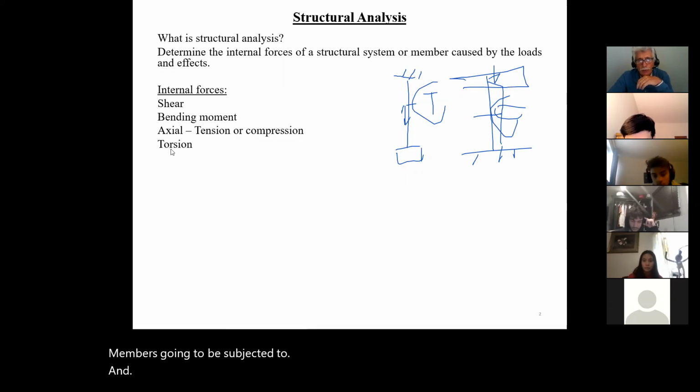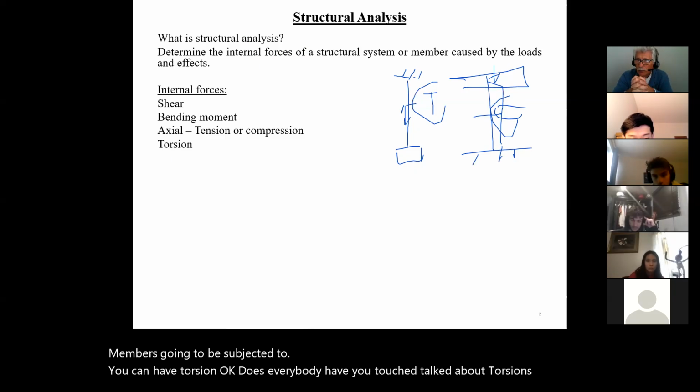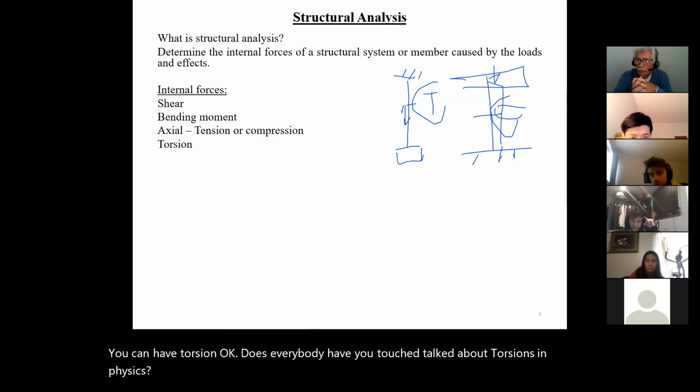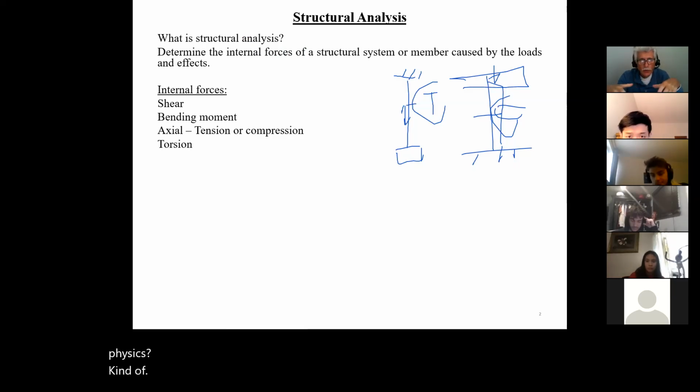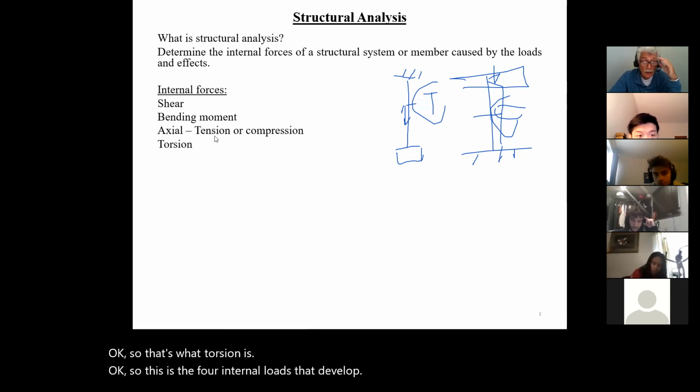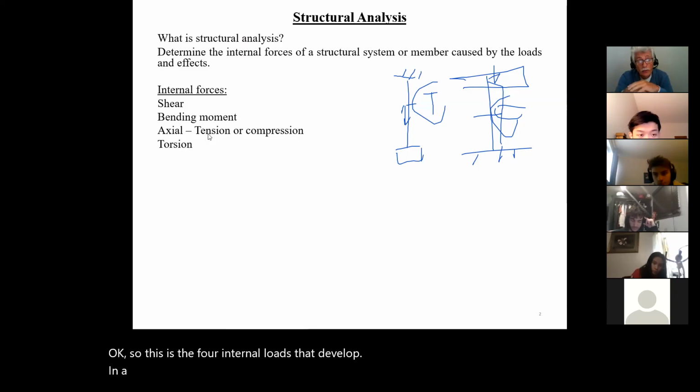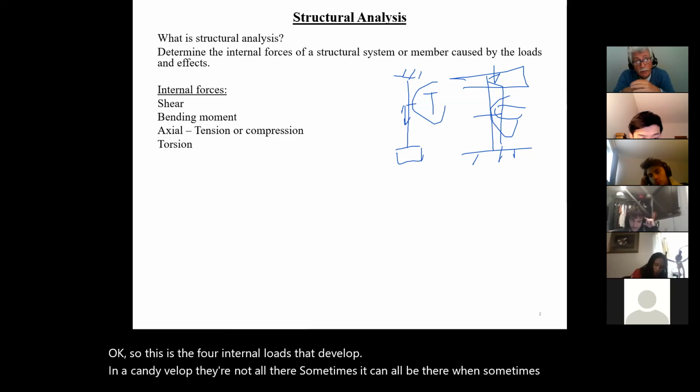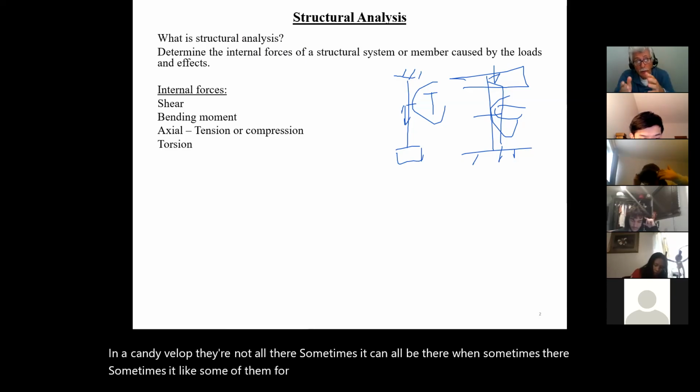And you can have torsion. Okay, have you talked about torsion in physics? Kind of. Well, torsion is when things want to twist. Okay, so that's what torsion is. And of course, this is the 4 internal loads that can develop. They're not all there all the time. Sometimes they can all be there, and sometimes only some of them are.